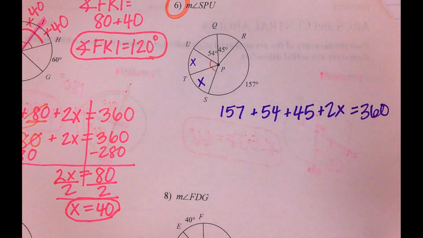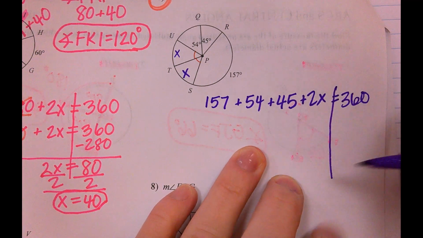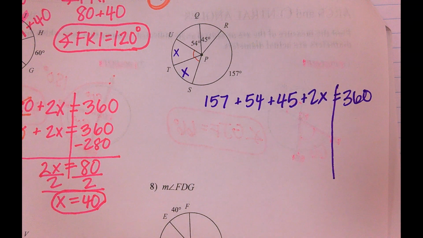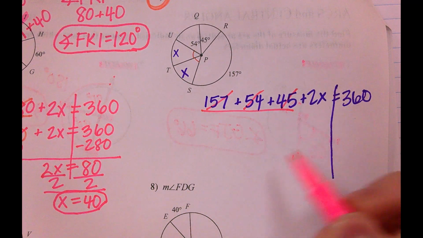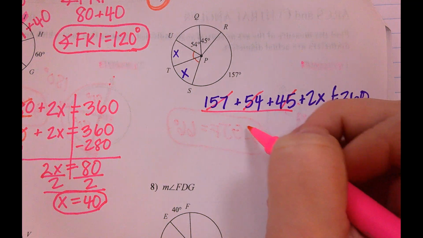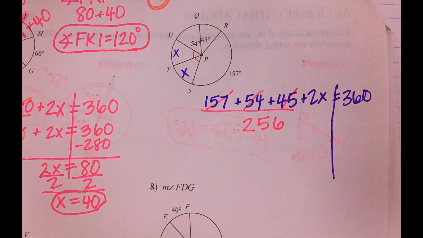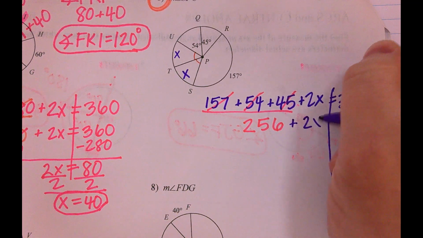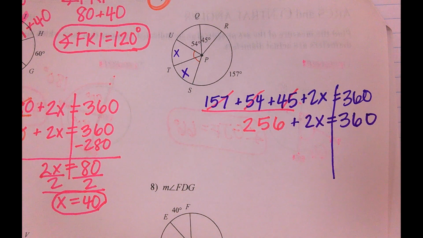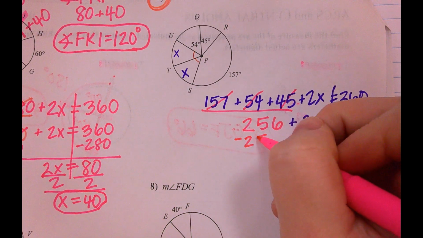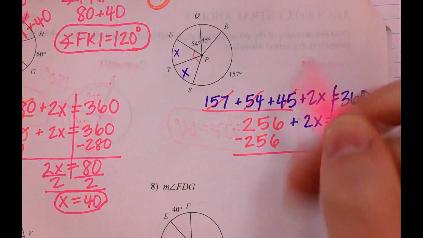Okay, so I know that all of the angles add together to make 360. So what do you do next? Combine your like terms, the 157 plus 54 plus 45. What does that give us? It gives you 256. Okay, 256 plus 2x equals 360. Do you subtract 256 from each side? Good. Subtract 256 from both sides. We get 104.